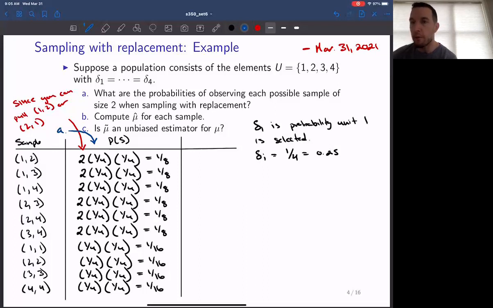The 2 represents the fact that the sample can be either 1, 2 or 2, 1. So there's two ways of observing the sample with these units included within them. So the leading 2 is just representing, again, the fact that we can see observation 1 and then observation 2, or we could see observation 2 and then observation 1.